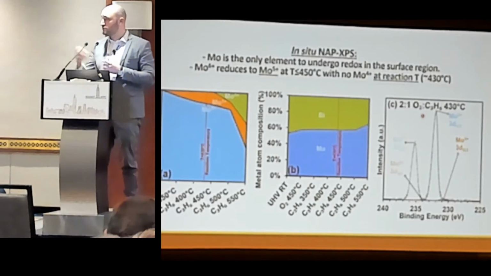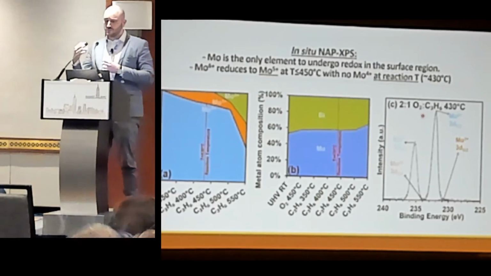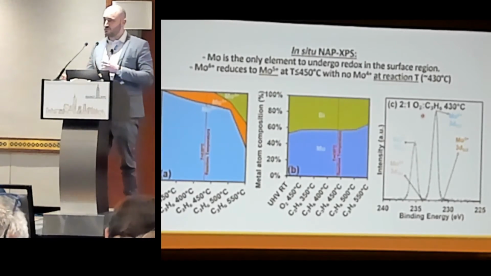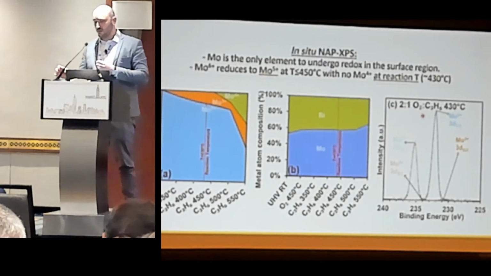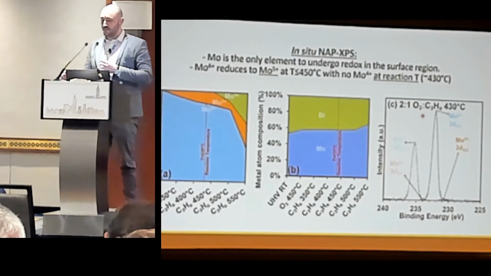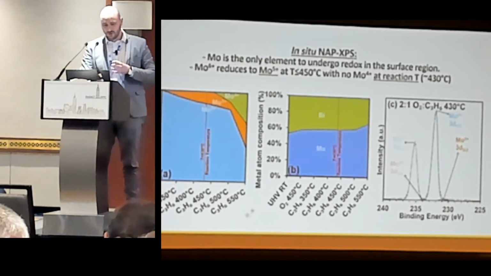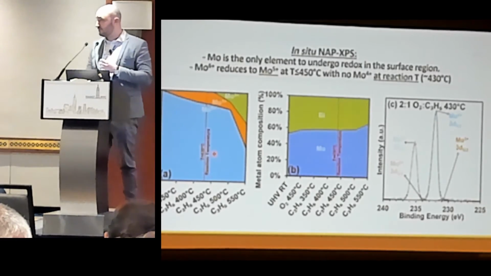And basically, overall, what this tells us, especially when we take a look at what happens in the reaction conditions, oxygen and propylene, is that molybdenum 6+ reduces to molybdenum 5+ at temperatures below or equal to 450 C. And there's no molybdenum 4+ at the reaction temperature, which is shown here with the red line, which is 430.